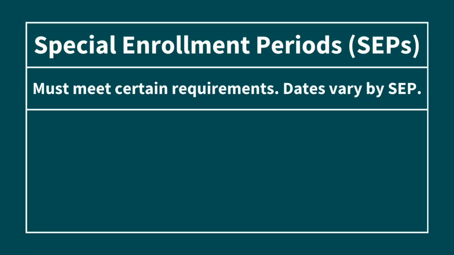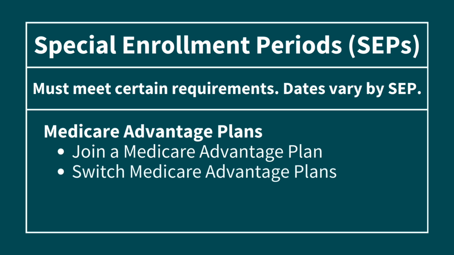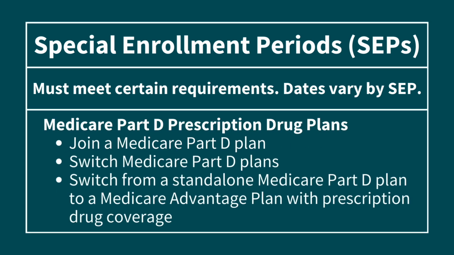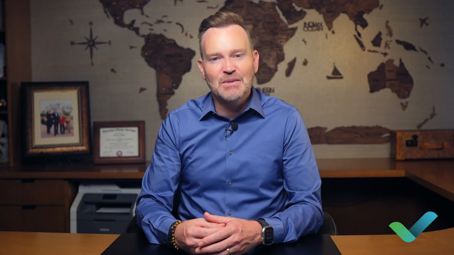Now, during a special enrollment period, you can typically join or switch Medicare Advantage plans, switch from a Medicare Advantage plan back to original Medicare, and you can also join or switch your Part D prescription drug plan. So those are the 3 enrollment periods that I wanted to share with you today that can help you to make a change to your Medicare coverage.